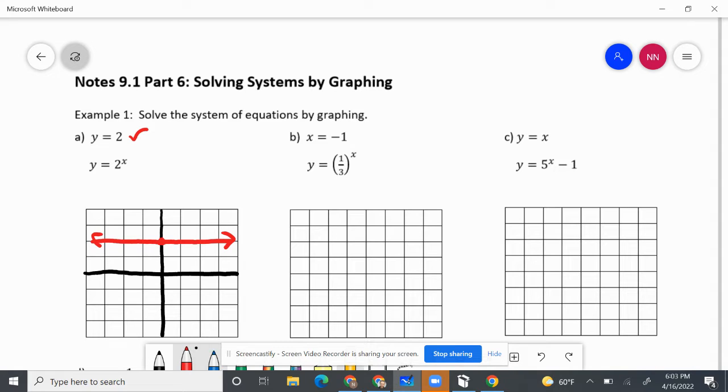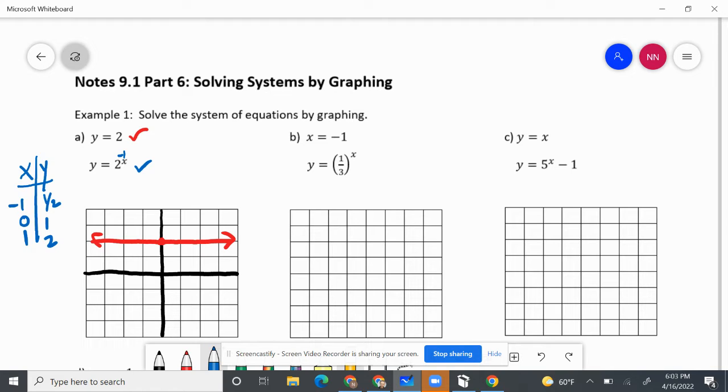Now for my second graph, I have my exponential. With my exponential, I use my table of values, -1, 0, 1. When I plug in a -1, it flips the 2 to a 1/2. When I plug in a 0, anything to the 0 is a 1. And then when I plug in a 1, it gives me a 2.